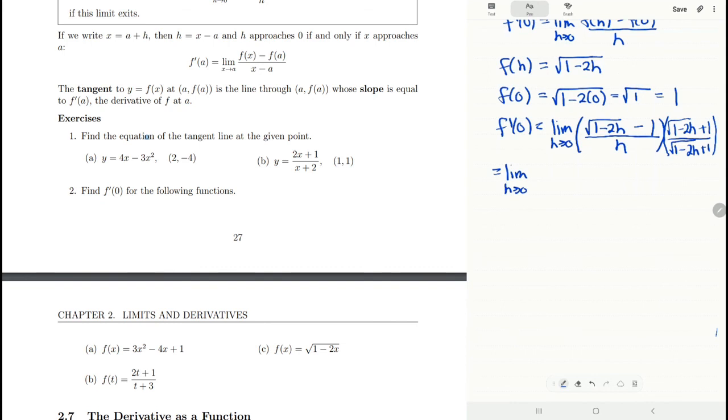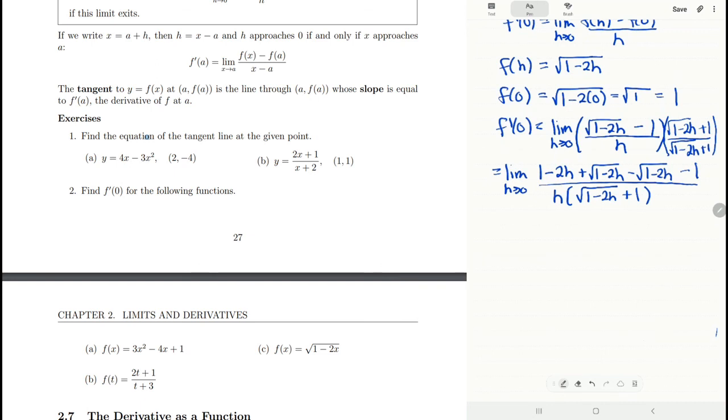So now let's FOIL the numerator. So root 1 minus 2h times root 1 minus 2h gives us 1 minus 2h. The square roots will cancel. We get the root of 1 minus 2h times 1. And we get negative 1 times the root of 1 minus 2h. And then negative 1 times positive 1 is negative 1. And that's all over h times the square root of 1 minus 2h plus 1.